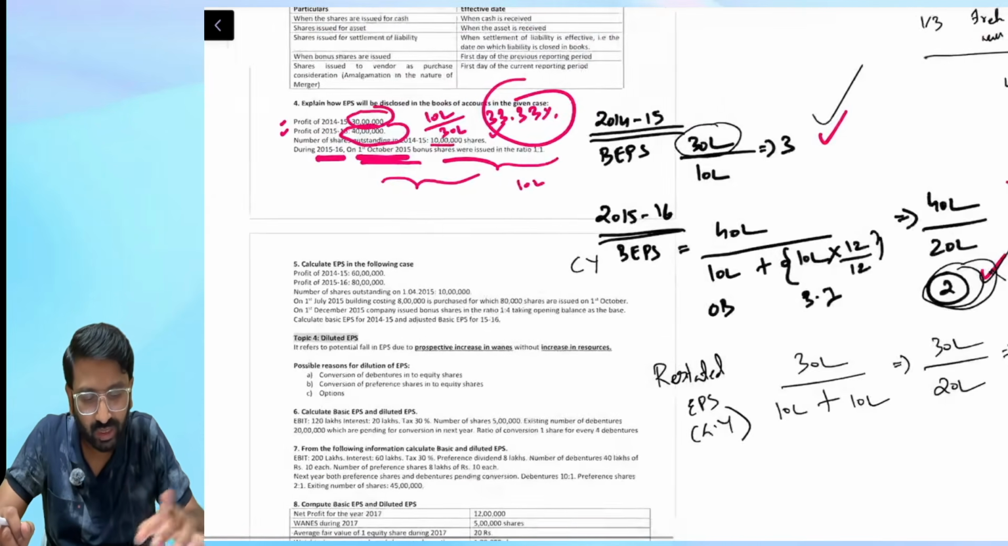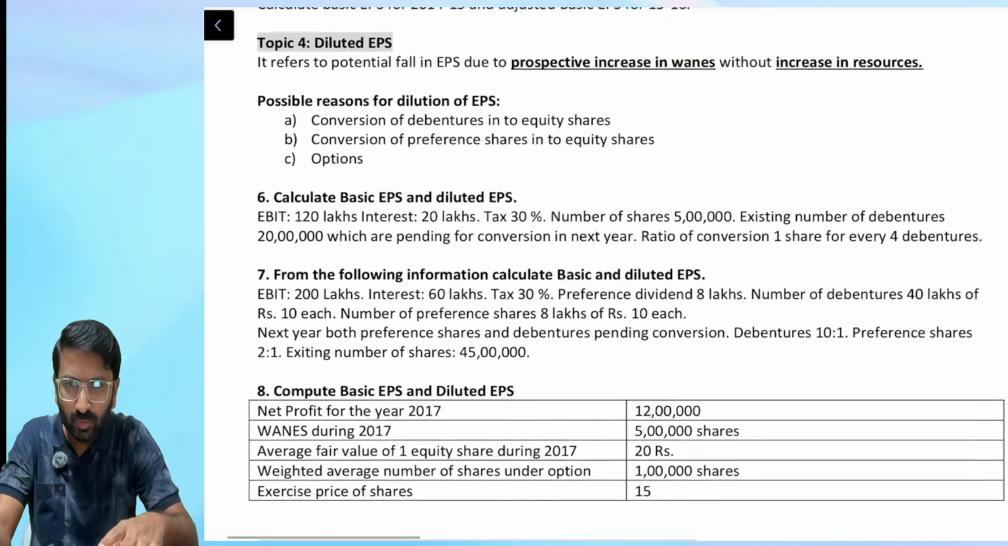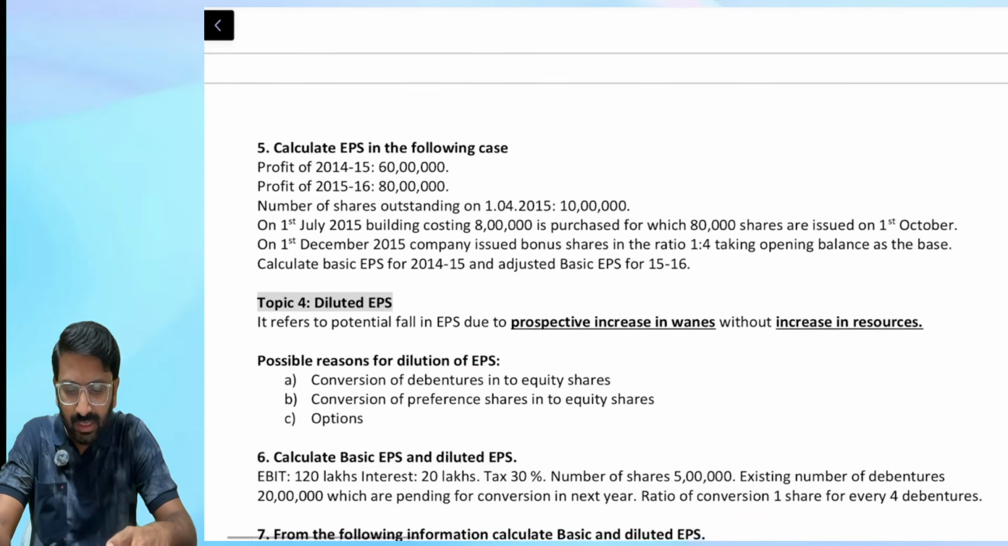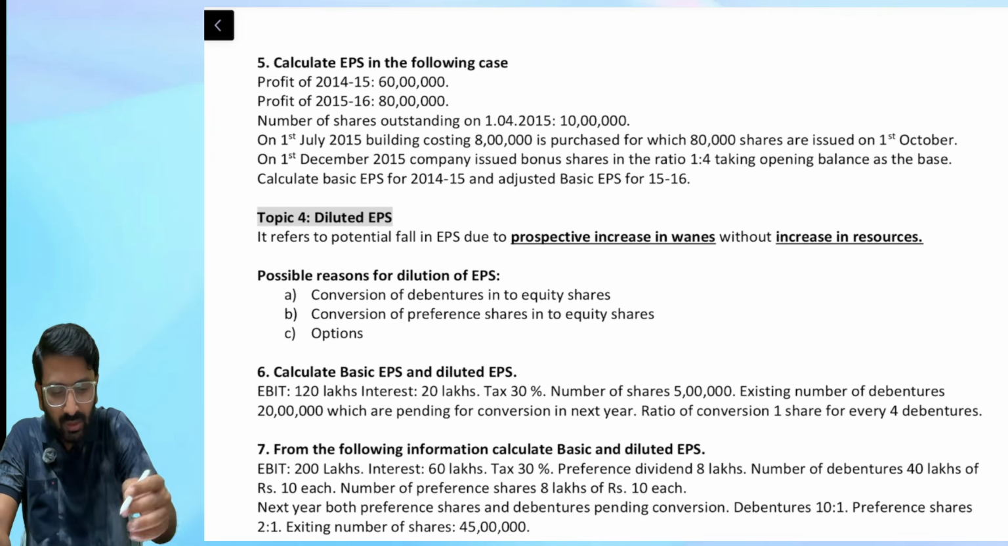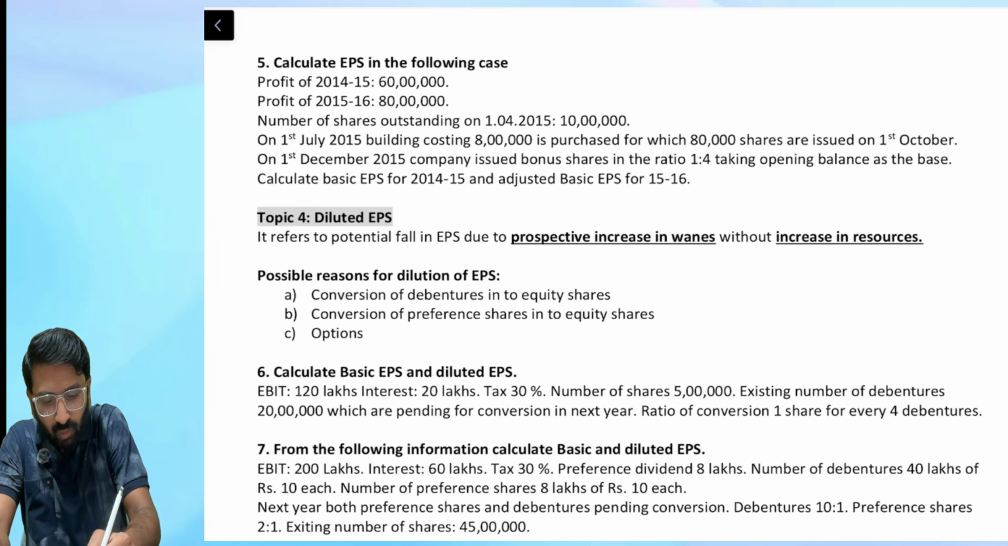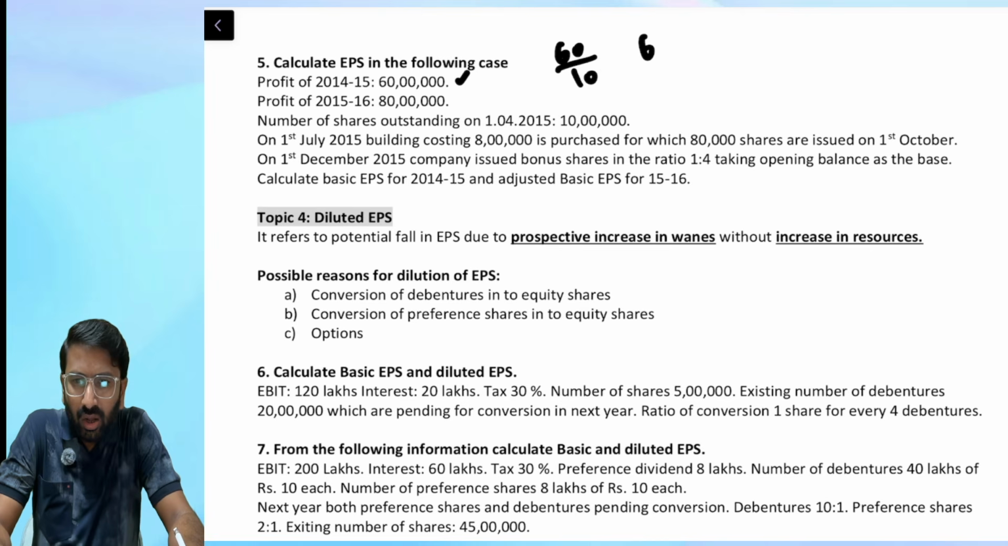Okay. So with this, we are done with example number 4. Let us move on to the next question. Calculate EPS in the following case. Last year profit is 60 lakhs, current year profit 80 lakhs. Number of shares outstanding at the beginning of the year 10 lakhs. So current year beginning we have 10 lakhs. So we assume the same 10 lakh was there in the last year also. So can I say for 14-15 the basic EPS will be 60 divided by 10 lakhs, 6 rupees they would have reported.